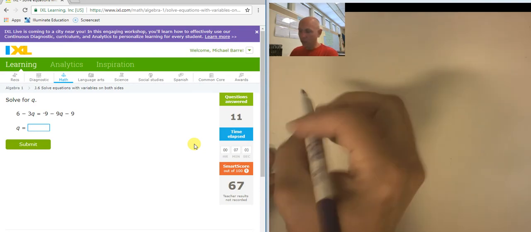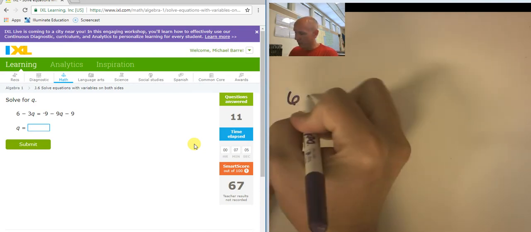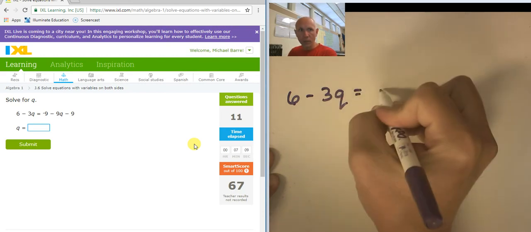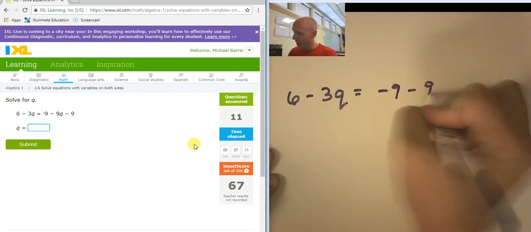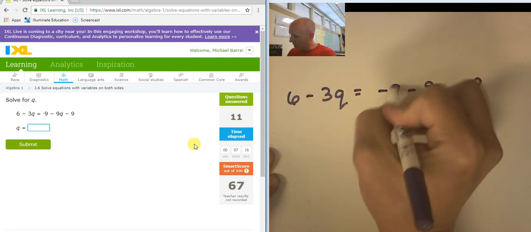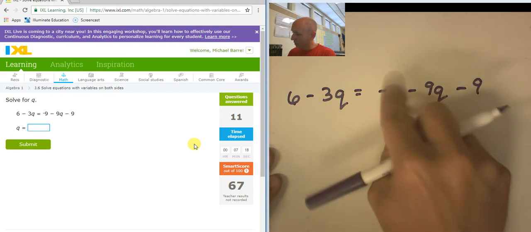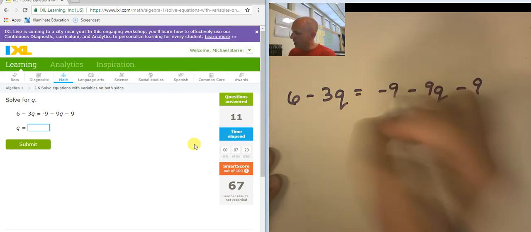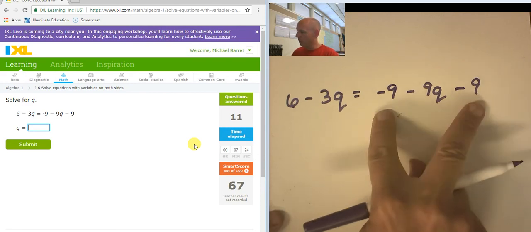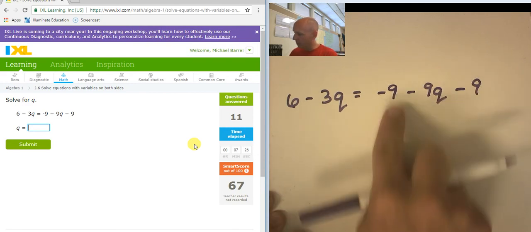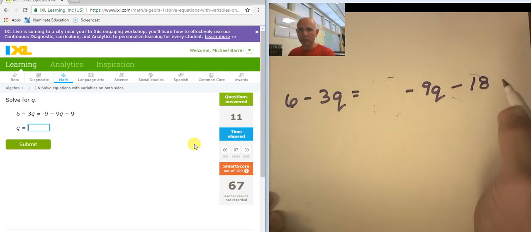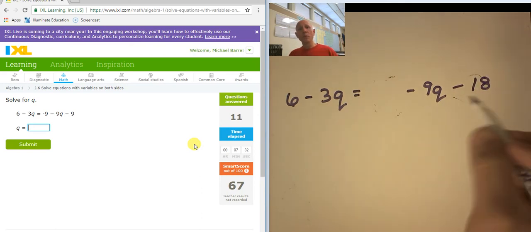Okay, getting a little bit more complex here. We have 6 minus 3q equals negative 9 minus 9q minus 9. I'm going to start by combining like terms. I'm going to simplify it first. So negative 9 minus 9 becomes a negative 18. That's my first step. Now I'm going to start moving the variables around.